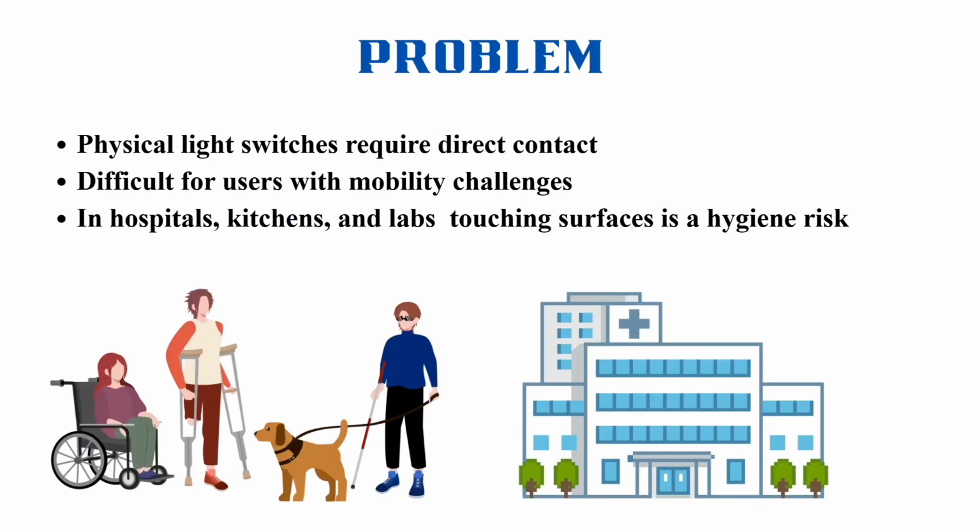For the problem that we're trying to solve, for example, there are people with mobility challenges who have to use wheelchairs to move from place to place. So it is hard for them to even control the light. So what if we have a system that can control those lights by just using a hand gesture to turn it on or turn it off?